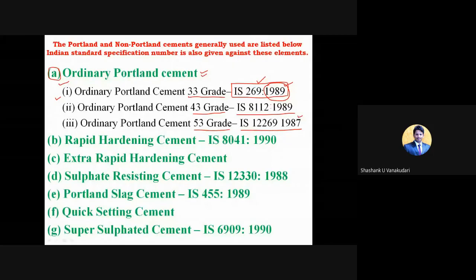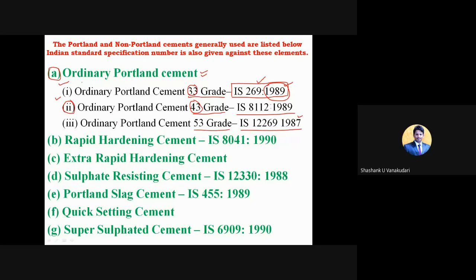And in that, they preferably use the second type, that is ordinary Portland cement with 43 grade. So why have they given 33, 43 and 53? Why can't they give 40, 50 like that, right? So that is the concept. I will explain to you why exactly they have given those grade numbers.